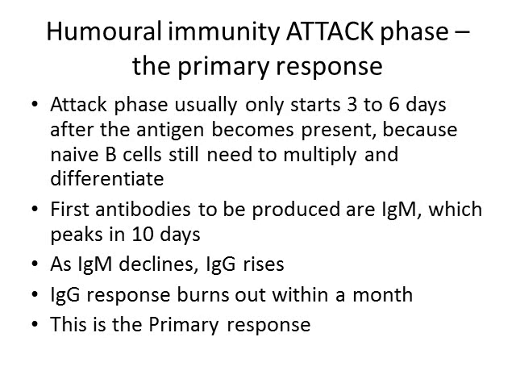First antibodies to be produced will be the IgM molecules. That peaks in about 10 days. After that, IgM declines. And as the IgM declines, the IgG rises. IgG response will last for about a month. And in the acute primary immune response, the first time you're infected with something, that IgG elevation will start to drop in about a month's time.